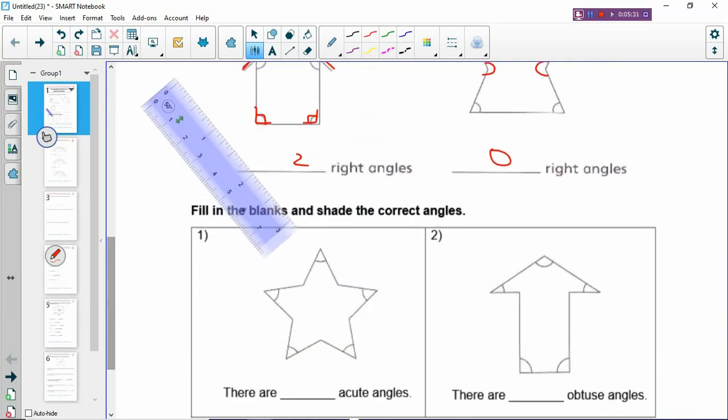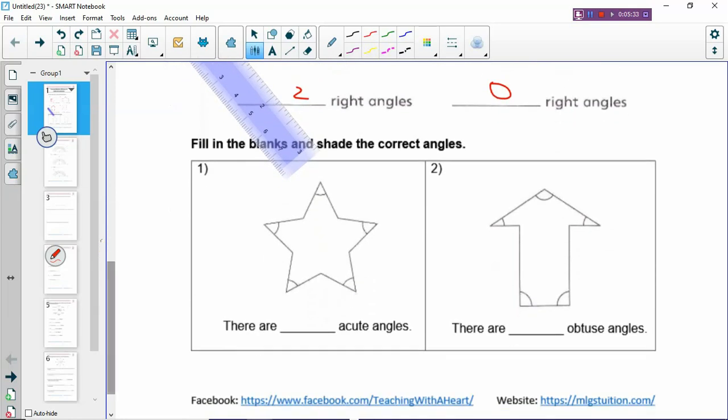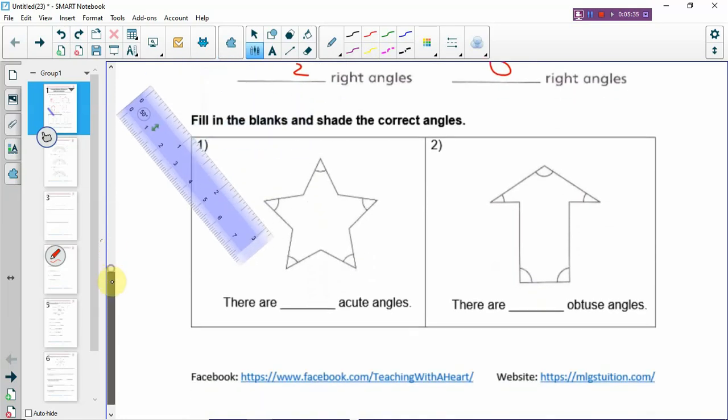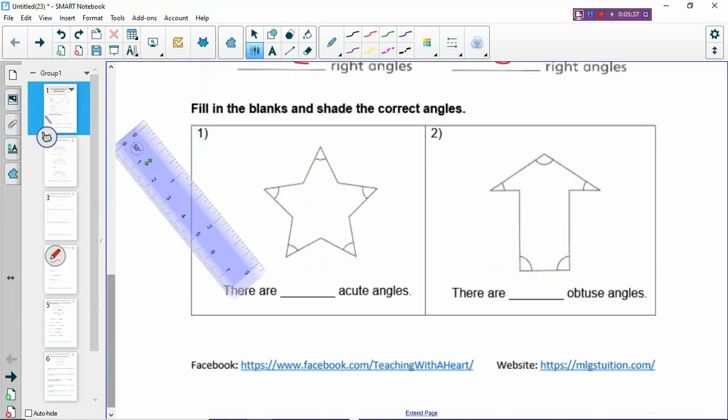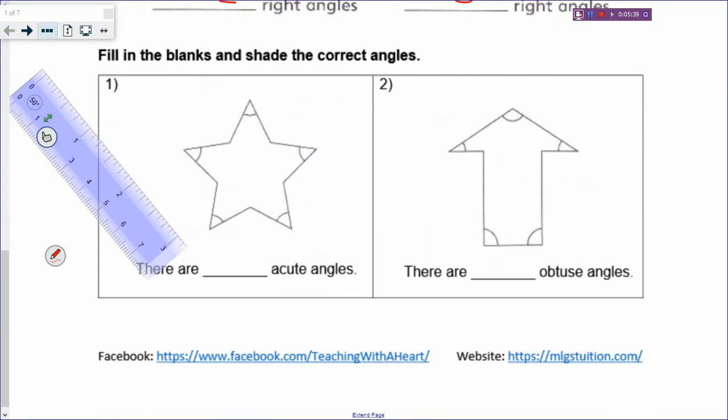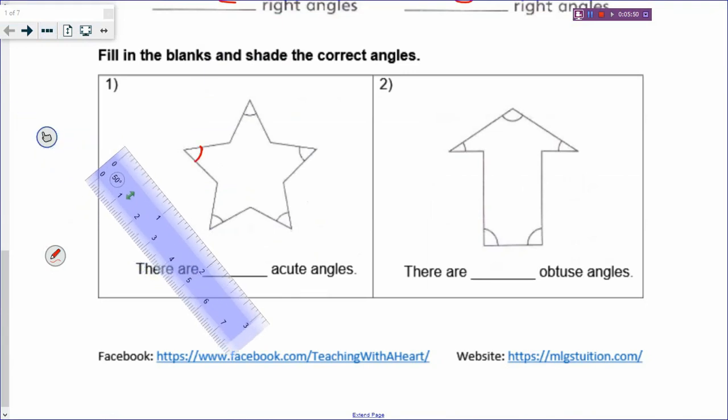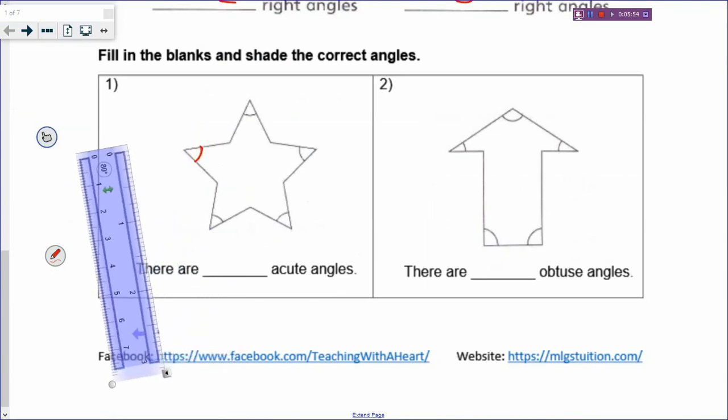So how do we identify acute angles? Now, acute angles, like what I mentioned, are smaller than a right angle. So they are smaller than 90 degrees. You can see there's a star. So let's test this angle. Is this a right angle? Well, if it doesn't form an L shape, then you know that it is definitely not a right angle.